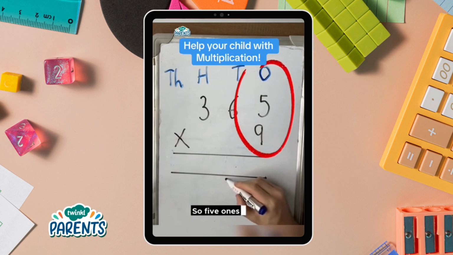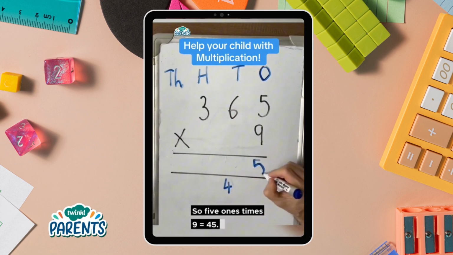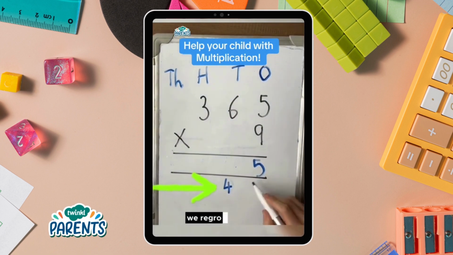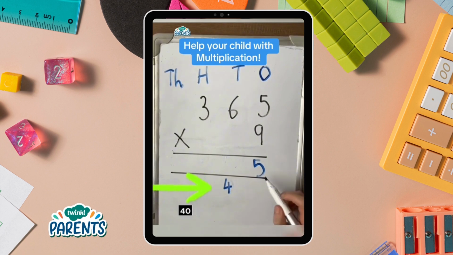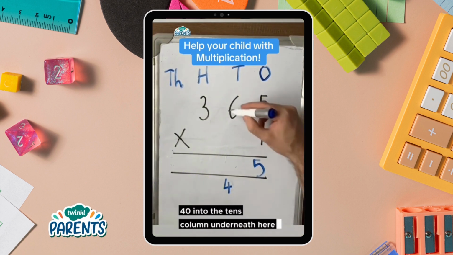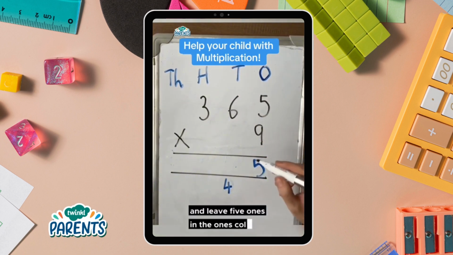So 5 ones times 9 equals 45. When the number goes over 10, we regroup 4 tens, 40, into the tens column underneath here and leave 5 ones in the ones column.